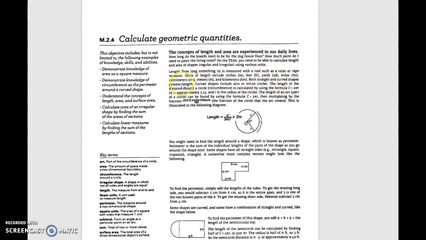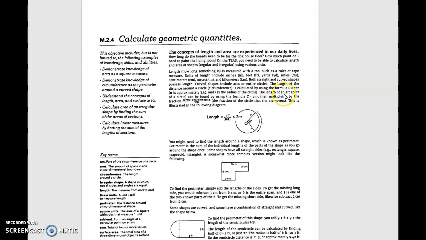Both straight and curved shapes possess length, but it's kind of hard to measure a curved shape with a ruler or a tape measure. So we've got to figure out a different way to do those. Curved shapes include arcs or entire circles. The length of the distance around a circle is called circumference instead of perimeter. It's calculated using the formula C equals 2 pi r, where pi is approximately 3.14 and r is the radius of the circle. So make sure you understand those two. When you're doing your calculation, just automatically use 3.14 unless you're told otherwise.